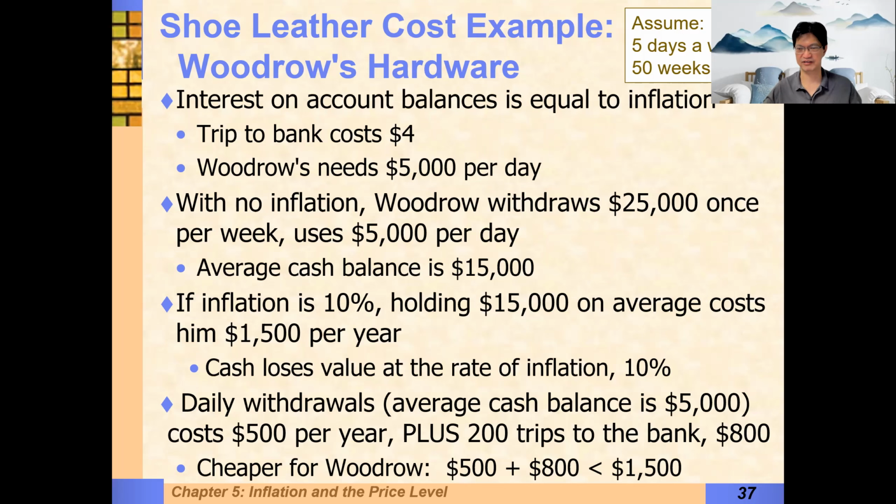pay. It's inconvenience, but on the other hand, once you calculate that in the cost of running the bank every day, plus his lower inflation cost, because now he's only holding 5,000 a day instead of 15,000 a day, he finds that it's cheaper for him to go to the bank every day and avoid the inflation tax, avoid the cost of holding money. So this is a distortion to the system.